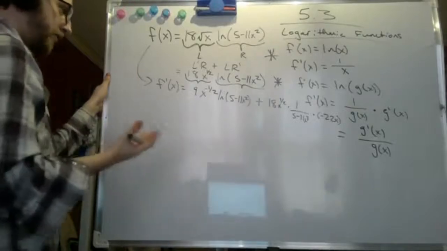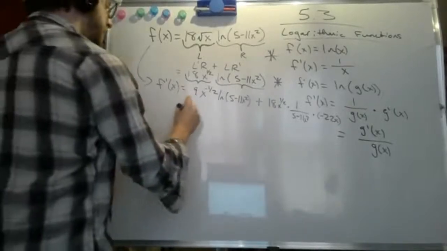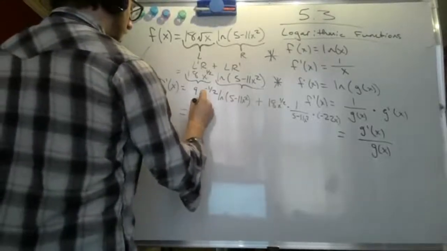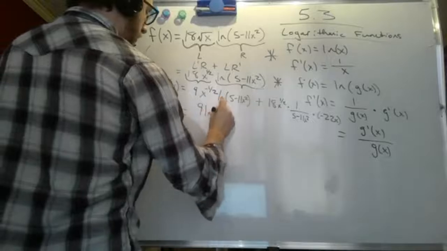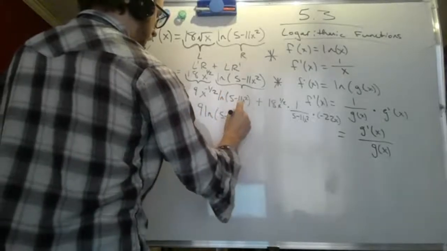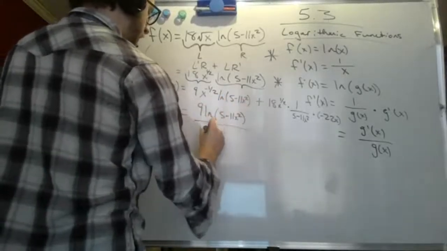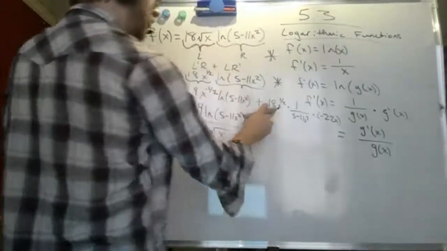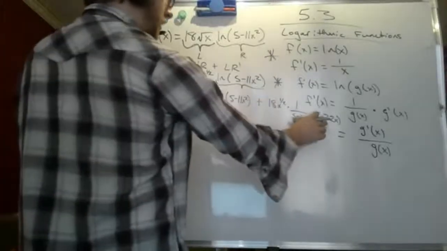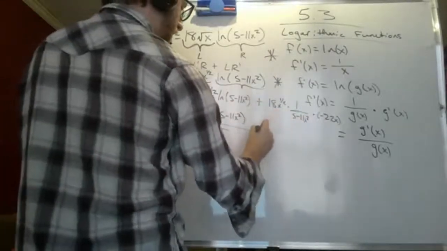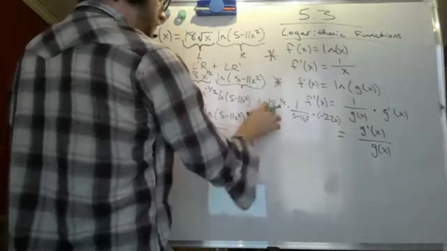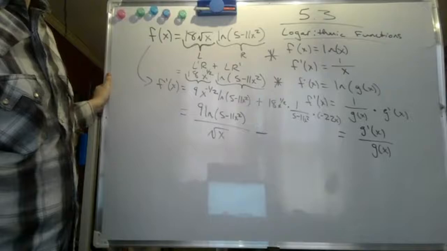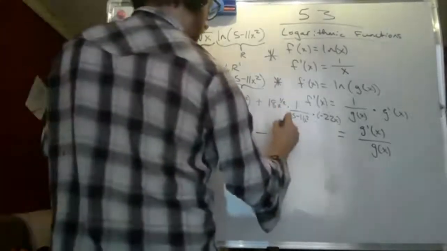And that's it. Now that I've done this, all I have to do is clean it up a little bit. So this x to the negative power, I can move it to the denominator. So I'm going to have 9 natural log of 5 minus 11x squared divided by the square root of x. And then here, I've got a positive 18 times a negative 22. I'm going to have a negative, and then 18 times 22. I believe that's going to give us a 396.